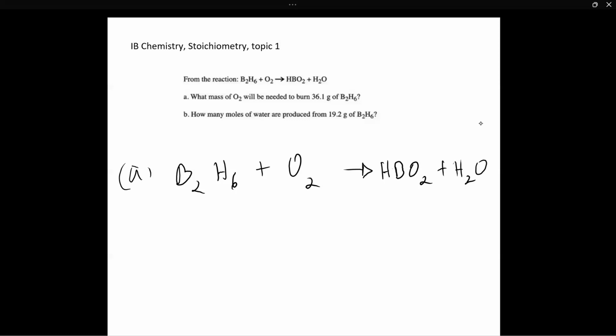36.1 grams of B2H6? Now, we cannot simply say that you need 36.1 grams of O2 to burn B2H6. It doesn't work like that, right? That's not how stoichiometry works. You need to first find out the number of moles of oxygen needed, because moles is the standard unit we use to measure matter or quantity or substance in chemistry. That's a standard unit that we use. That's the most reliable one as well.